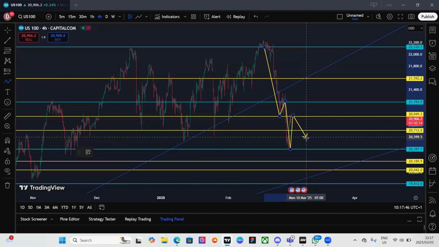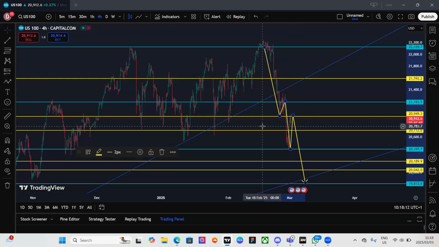So what I could possibly be expecting is that price might break through this support line on the weekly level, and we could see a continuation and push to come back and hit this weekly low right here. But we'll have to wait and see how price actually plays out.